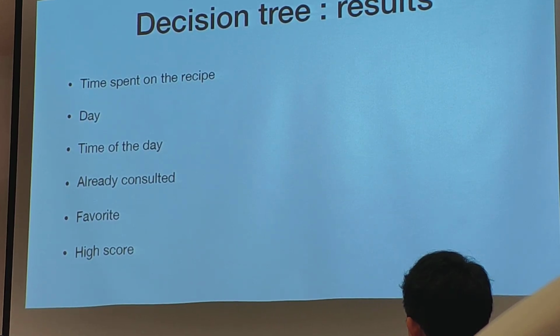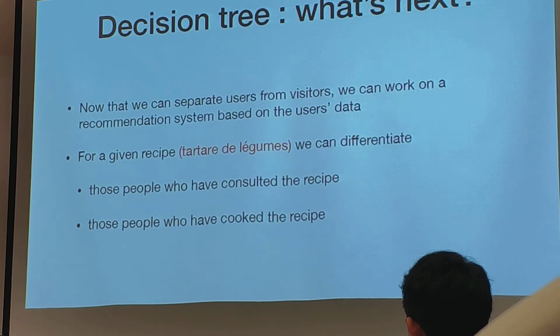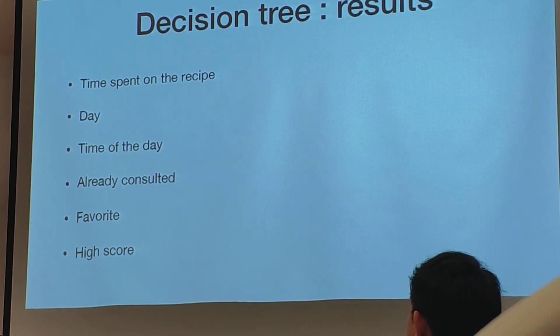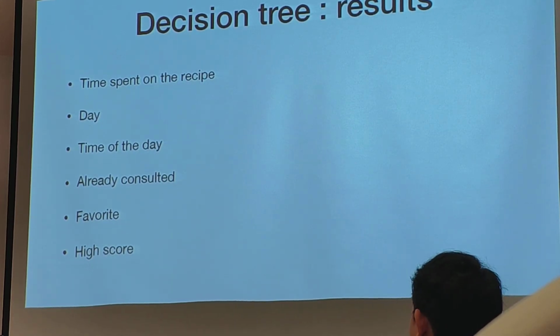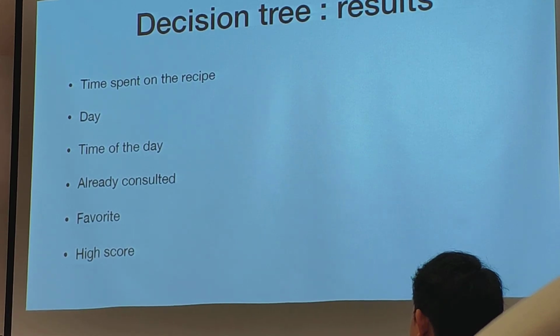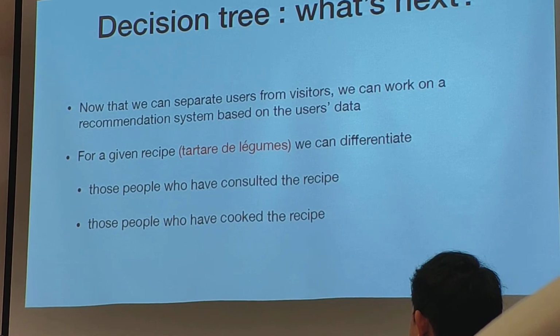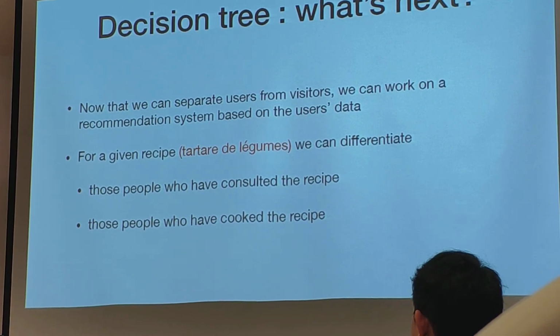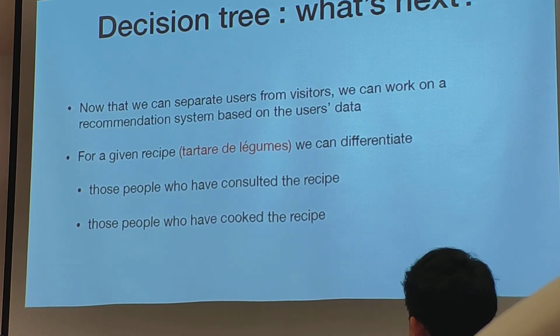So that's the main work. So now we can check which ones are the users and which ones are the visitors. So among the million people who have downloaded the application, we know how many of them are using the application. So what's next? What's next is we can work on a recommendation system.